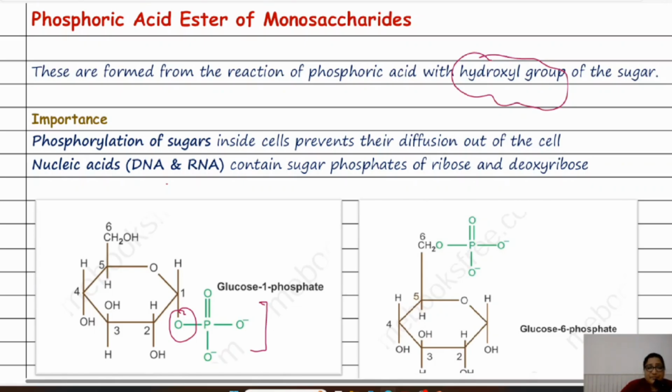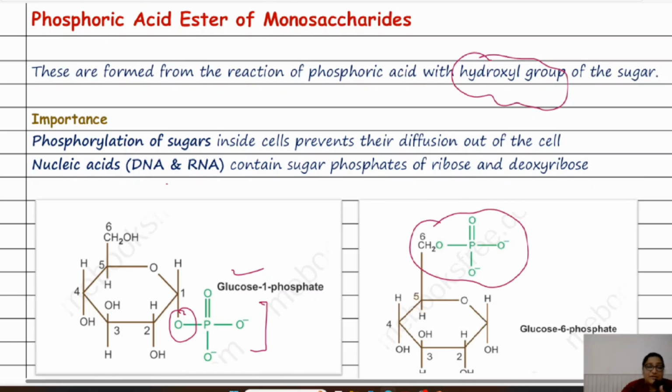Here you can see this is glucose 1 phosphate. The phosphate group is attached at the first position of glucose. Here is glucose 6 phosphate. The phosphate group is attached to the sixth carbon atom of the glucose. Now let us understand why this bonding, this phosphorylation of sugar, is important.